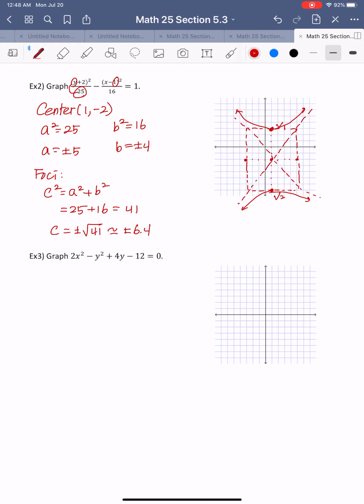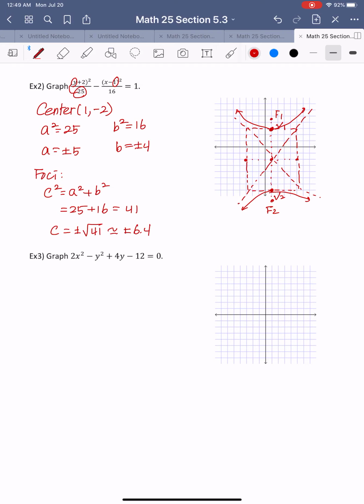So you count 1, 2, 3, 4, 5, 6.4, about here. So this is foci 1, and then foci 2 is along the same axis, okay? The vertices, the center, and the foci all go together.